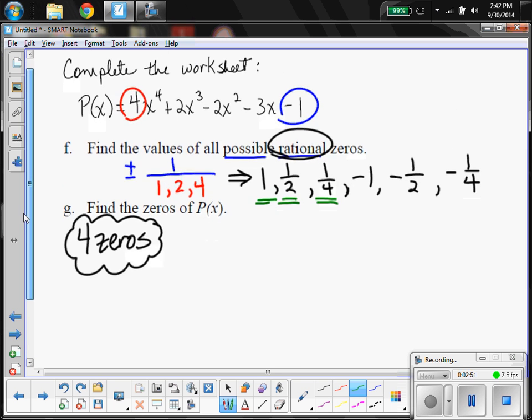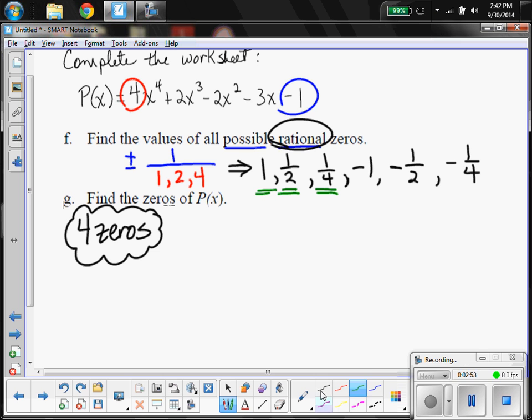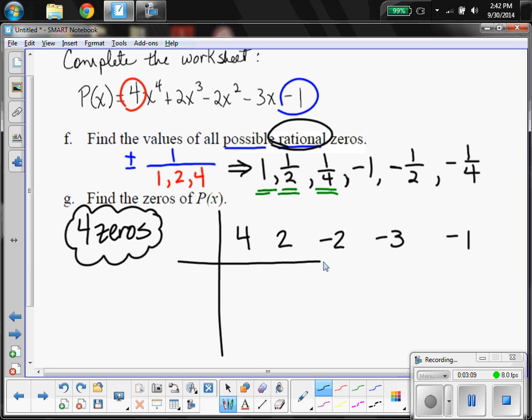So let's get our synthetic division ready. I've got my coefficients, 4, 2, negative 2, negative 3, and negative 1. I don't need any zero placeholders because I've got terms for each of the powers of x. And let's just try our positive possible rational zeros. I'll just try them in the order I've got them written. It really doesn't matter. Bringing down the 4.